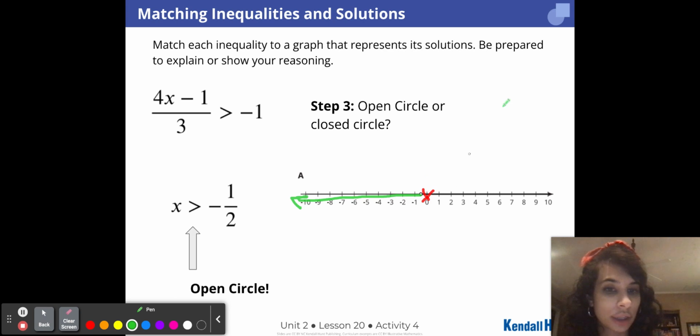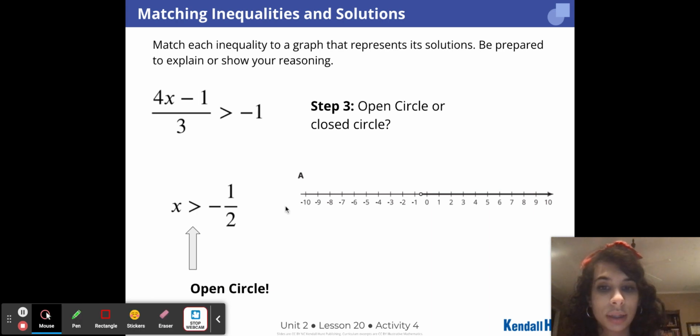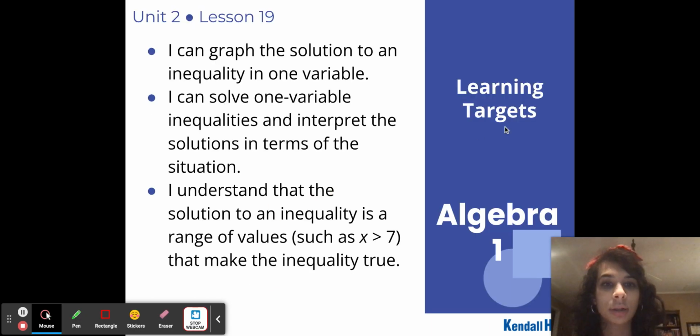And so if you need to draw that check mark or that X mark while you're doing it, that's going to be very helpful for you, where you cannot cross anything that is a check or an X. So you start off with your open or closed circle. Then since 0 is a solution, I'm going to draw everything to the right of negative 1/2. And that is my solution set. And so I want you to show your work for every single other inequality in there and match it to the correct inequality.